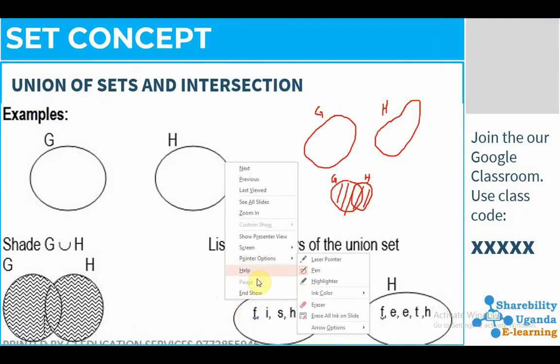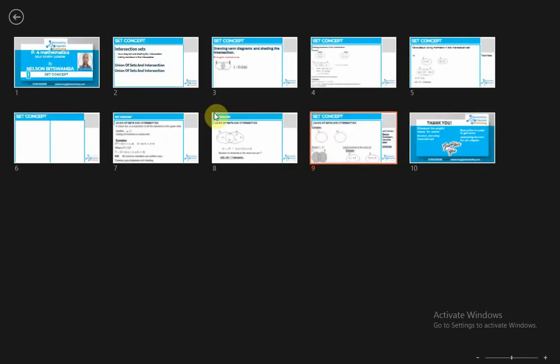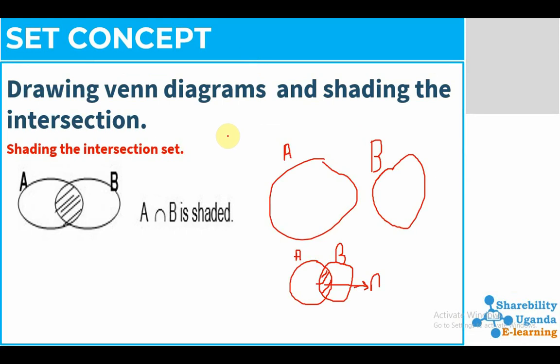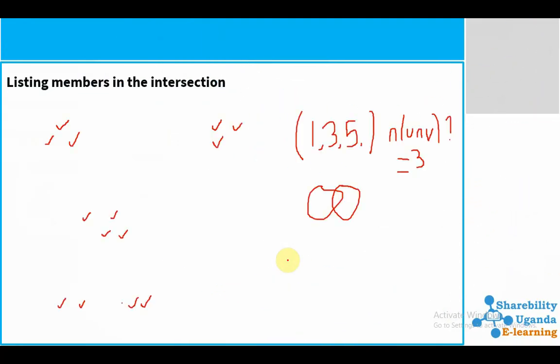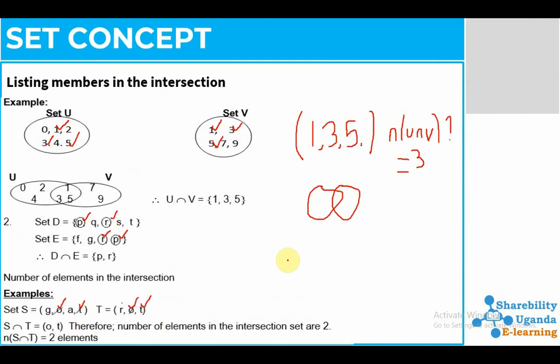What have you understood in this? We first talked about intersection sets, shading the intersection set. We talked about A intersection B, how do you shade this, and how do we write it? So this is the way you do them. Then also we talked about listing the members in an intersection set.